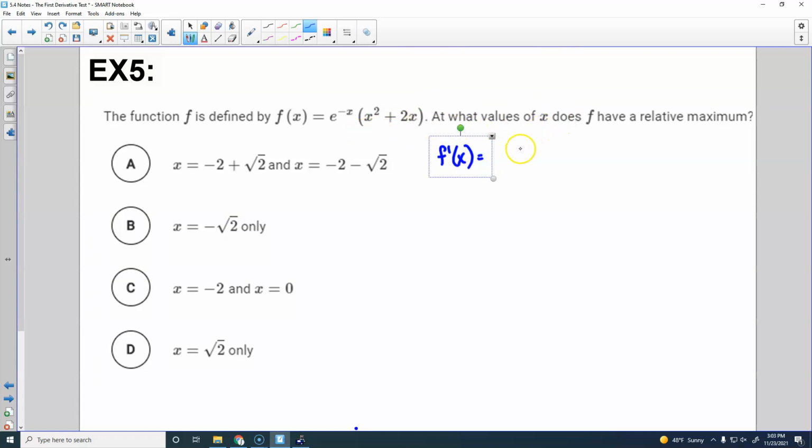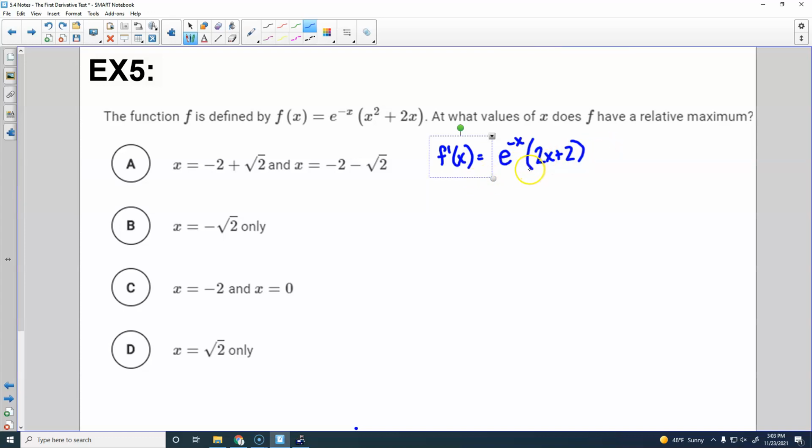Product, and then chain rule. It's got a little bit of a chain rule in it. So we'll have e to negative x times the derivative of 2x plus 2. Make sure you put parentheses around that 2x plus 2. I think I took off points on Jax for that one because he did not have parentheses around his on one of his FRQs.